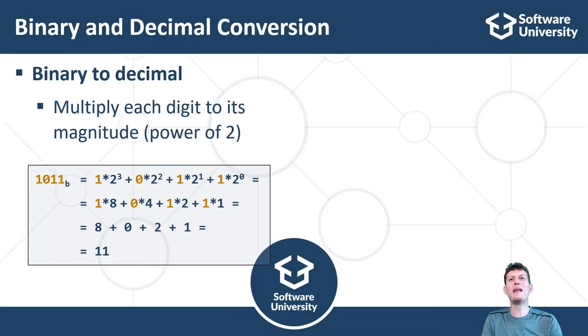Now I will explain and demonstrate how to convert between binary and decimal numbers. The binary to decimal conversion directly follows the definition from the previous slides. We multiply each digit by its corresponding magnitude or weight, which is a power of 2, starting from 2 raised to the power of 0 for the rightmost number.